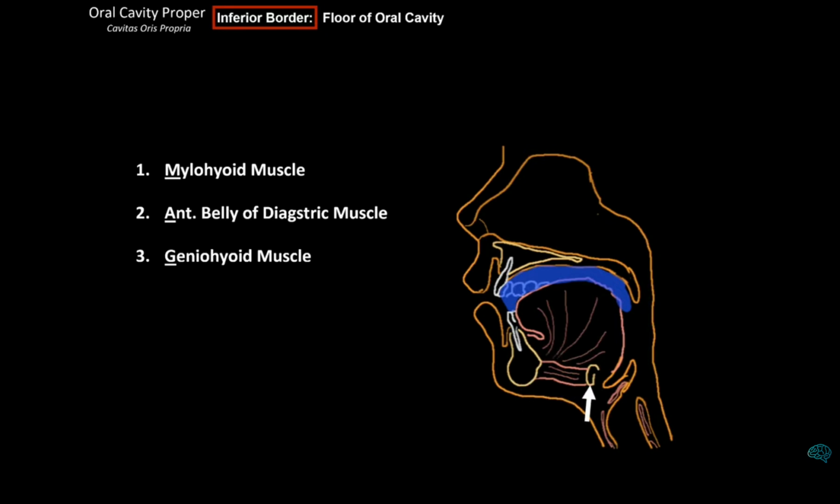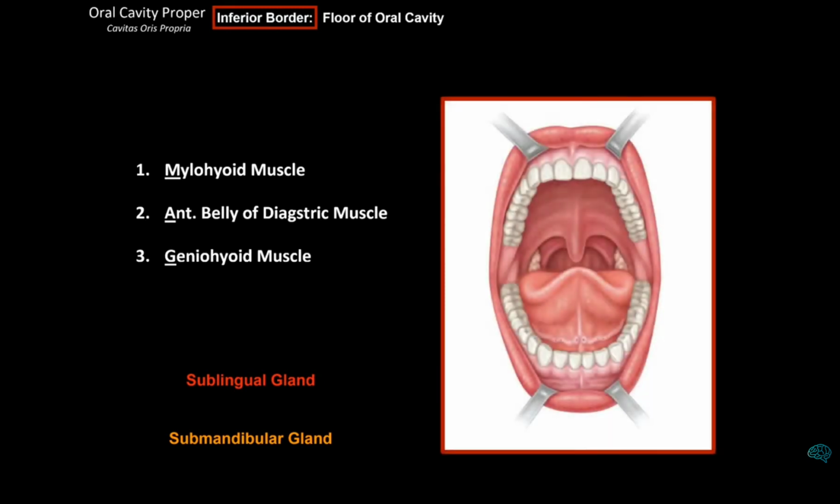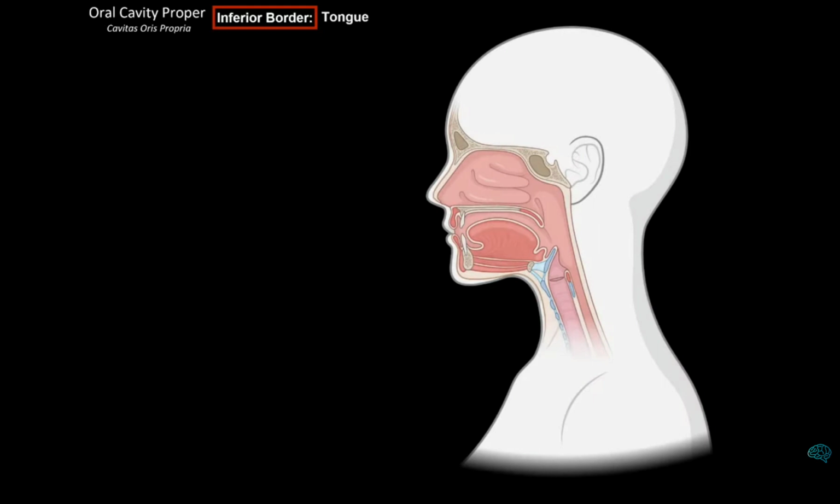These muscles are the mylohyoid muscle, the anterior belly of the digastric muscle, and the geniohyoid muscle. And just to orientate, you will normally find the submandibular gland below them and the sublingual gland above them. So if you lift your tongue up like this, you will find the floor of the oral cavity here. The other important structure when we talk about the inferior border is the tongue. So let's talk about that.